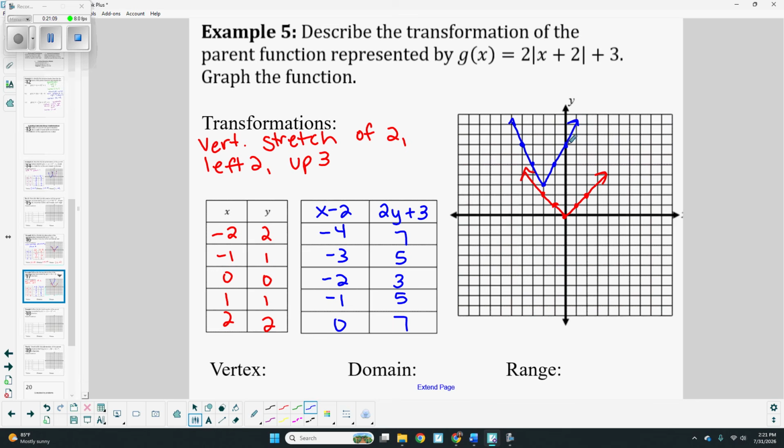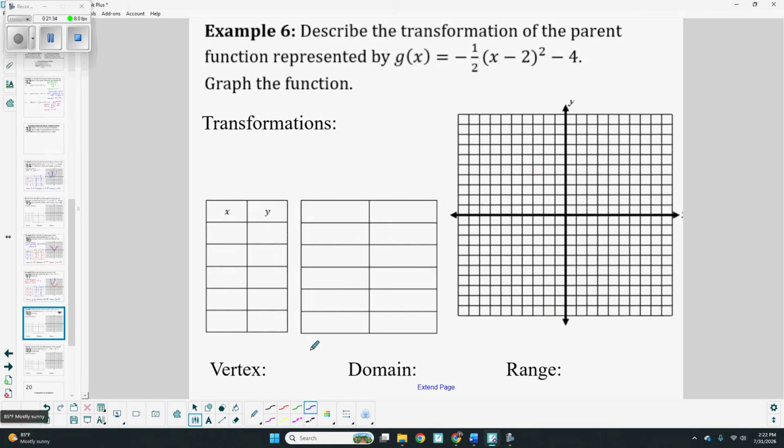Again, more narrow. Vertical stretch makes it more narrow. It went left 2, up 3, left 2, up 3. So my vertex was -2, 3. Domain, just like before, all real numbers. And the range, the very lowest it went was +3. So we start at +3 and go all the way up to infinity.